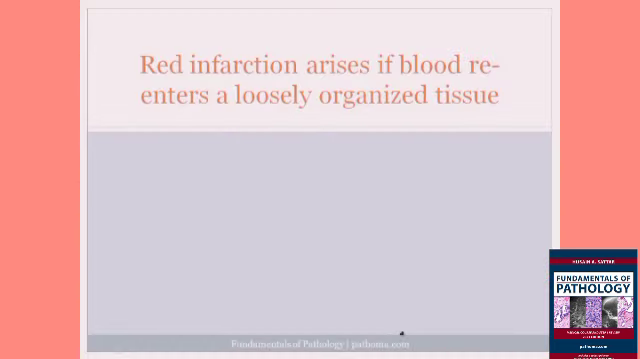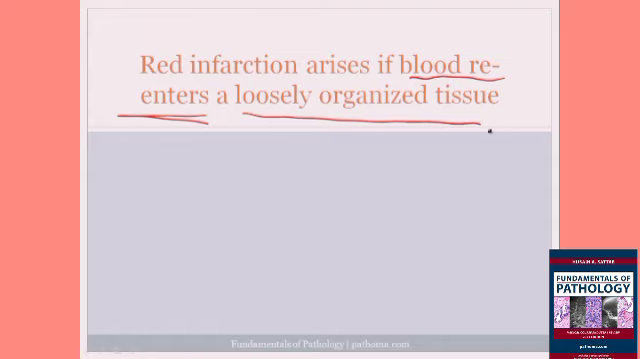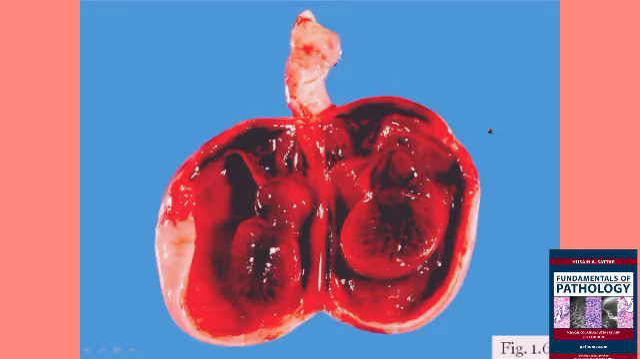Another important derivative principle is that we could get red infarction within a tissue. And red infarction requires two things in order for it to be seen. First, blood must re-enter the tissue. And second, the tissue must be loosely organized so that it can hold the blood, giving it a red color. So these two things are required. Blood must re-enter the tissue, and the tissue must be loosely organized. A classic example is shown here in your text, and this is figure 1.6.